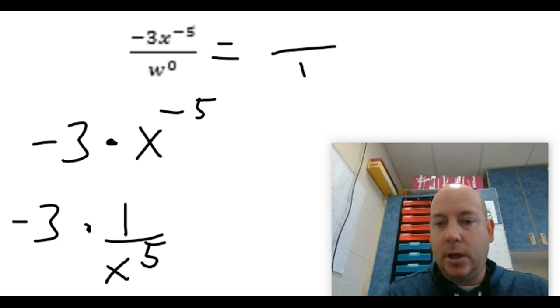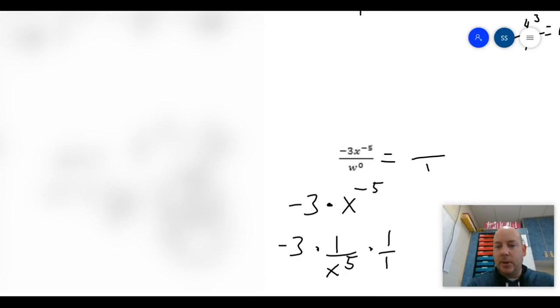And again, we have that w to the 0 is 1. So we can think of it like that. Now, my numerator, negative 3 times 1, I'm going to come up here and write this, negative 3. My bottom will have x to the fifth power. So again, the negative 3 doesn't go down into the denominator because the exponent is only on the variable.